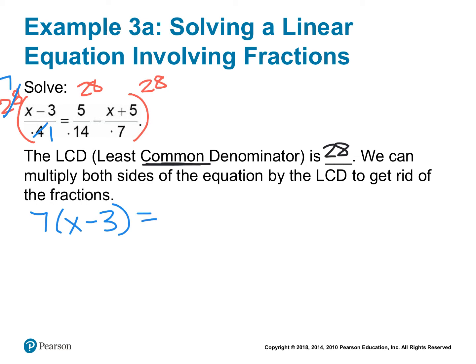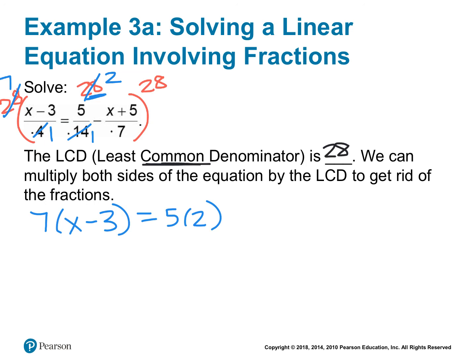Now the next one, 5 over 14 multiplied by 28. So again, 28 divided by 14 can simplify to a 2 and a 1. I'm just pretty much reducing my fractions. So now I just have 5 times that 2 that's left.